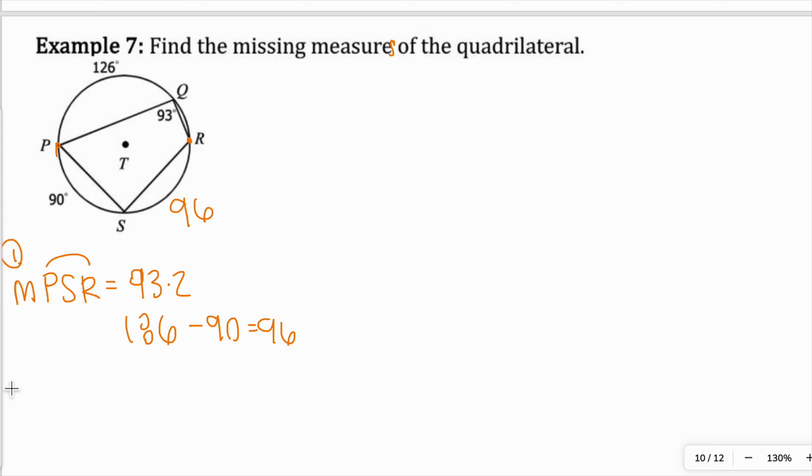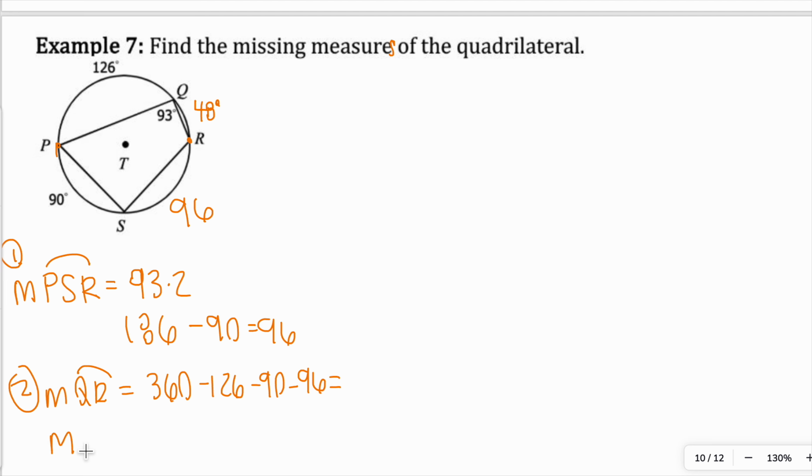To find the measure of arc QR, I took every single one of my numbers in my circle and subtracted it from 360. So 360 minus 126 minus 90 minus the 96 that I just found is going to end up giving me 48 degrees. So QR is 48 degrees, okay? The reason I'm doing this is because I need to be able to use the outside arcs to figure out what my inscribed angles are.